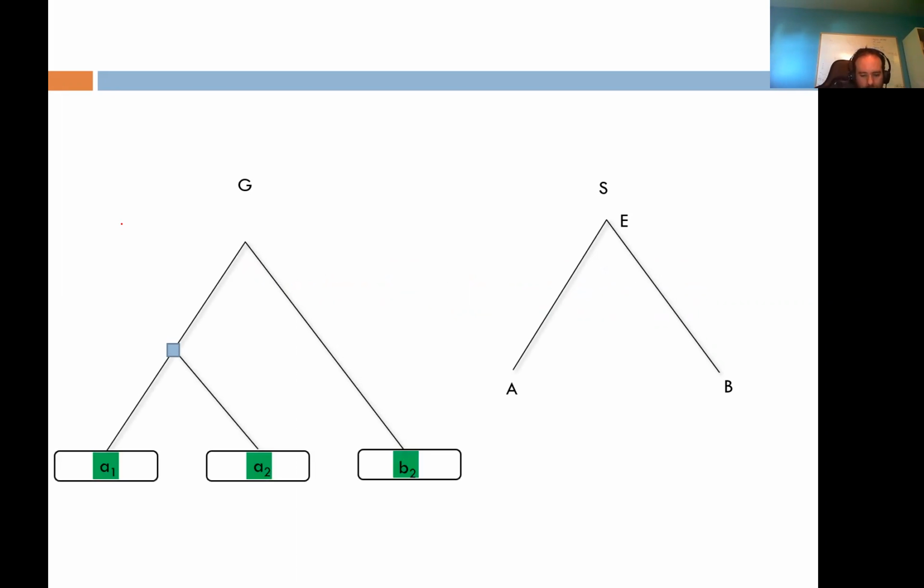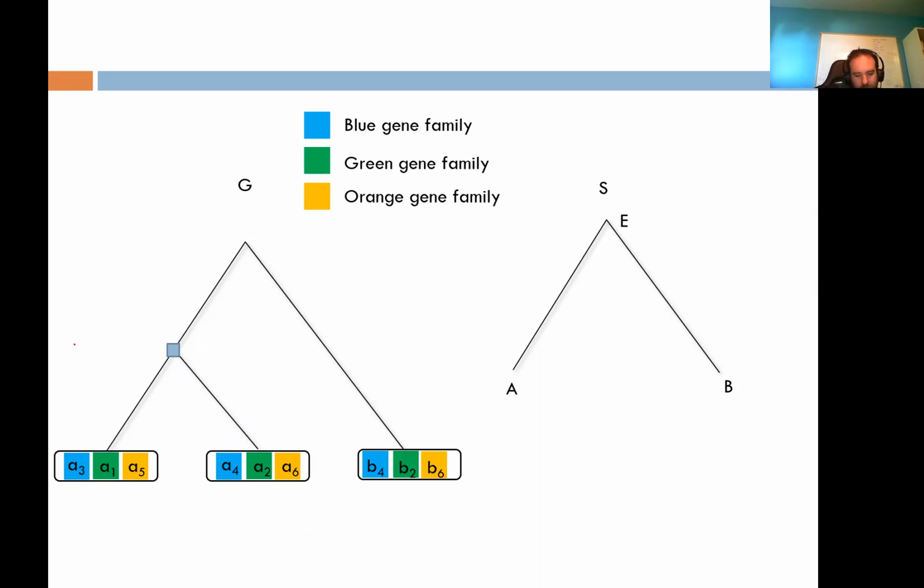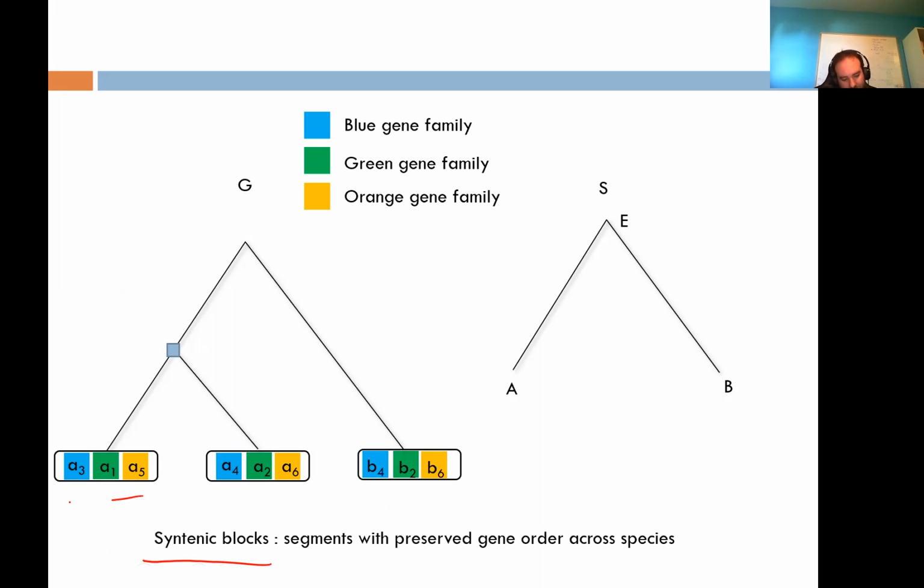But what we have to remind ourselves is that these at the least are genes from the same family, which I call the green family here. But they belong to genomes. So these genes, they have neighboring genes. So let's say we're lucky and all the neighboring genes are in the same family. What I mean by that is that the left genes are from the blue family and the right genes are all from the orange family. And this is what we call synthetic blocks. They're segments of genomes with preserved gene order across the species.